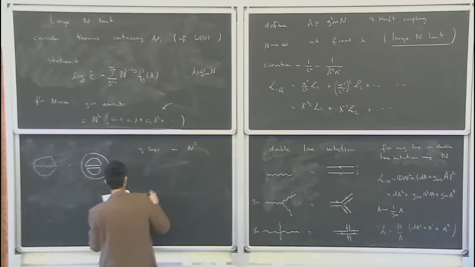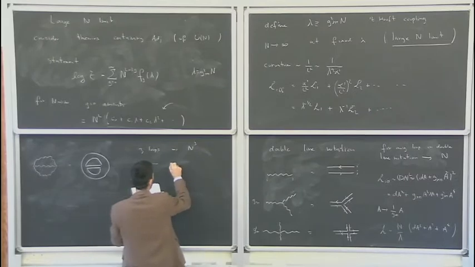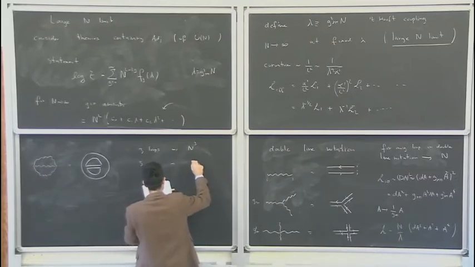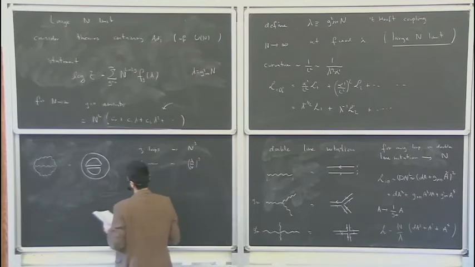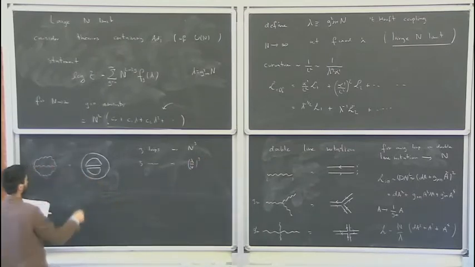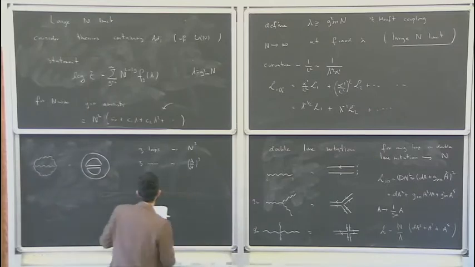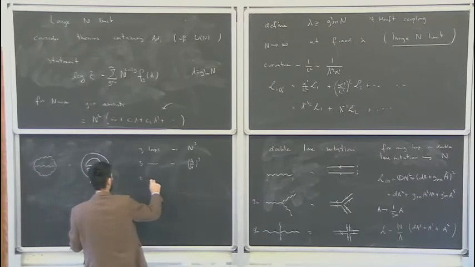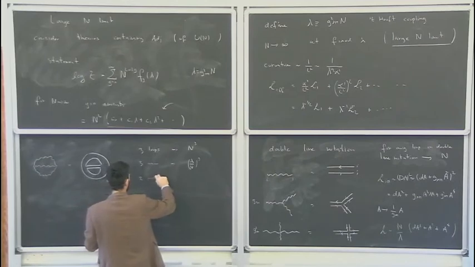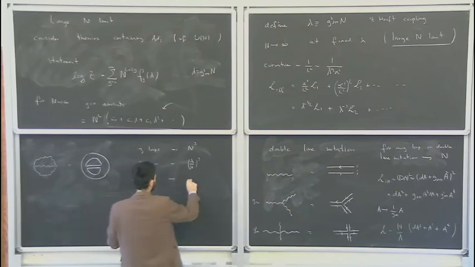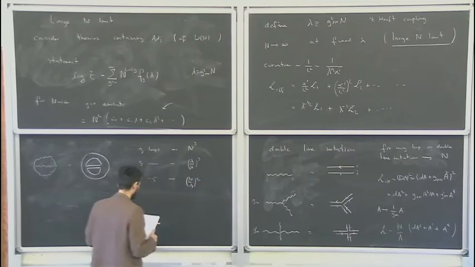So there are 3 propagators, which gives a power of lambda over n cube. And then there are 2 cubic vertices. In fact, cubic or quartic in this notation, they have the same strength. So 2 vertices, in this case, they were cubic anyway, and that gives n over lambda to the power square.